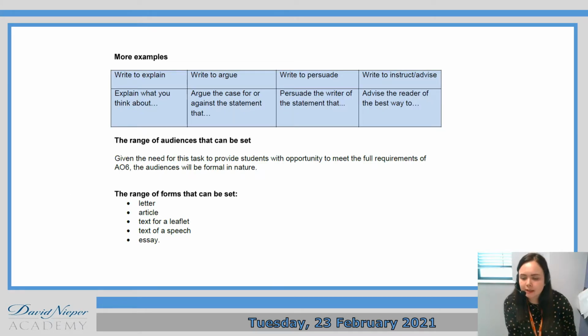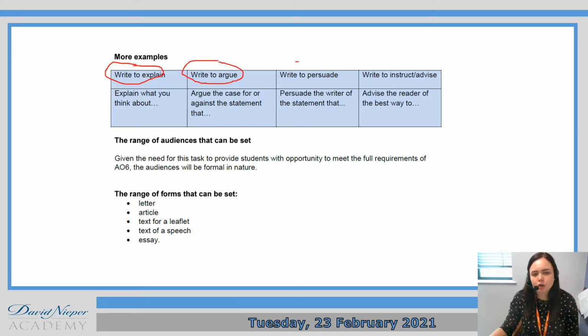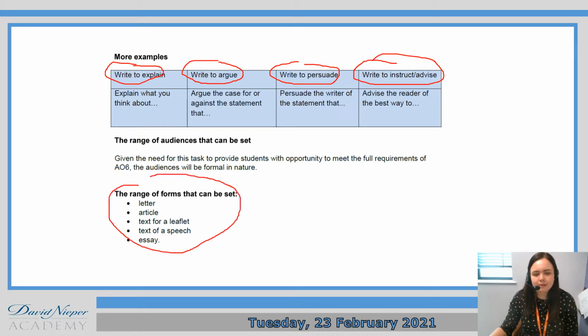Just as a reminder, this is one of the sheets that we looked at yesterday. So here is a quick reminder as to the different purposes you could be asked to write for. So you could be asked to write to explain, write to argue, write to persuade, or write to instruct or advise. And then there was the range of forms that can be set, so the type of text they're going to ask you to write. So yesterday we had a look at gapping the question. So the first thing you need to know is its genre, so what type of text you're writing. So that is what we're going to focus on today.